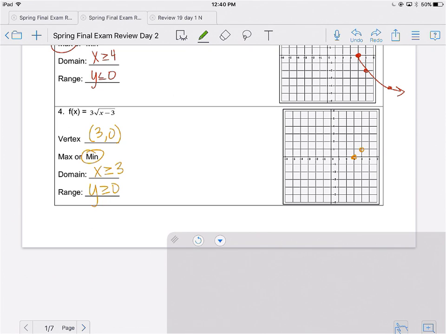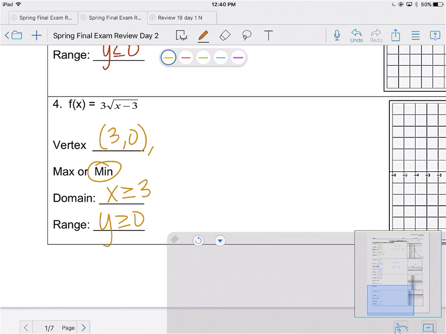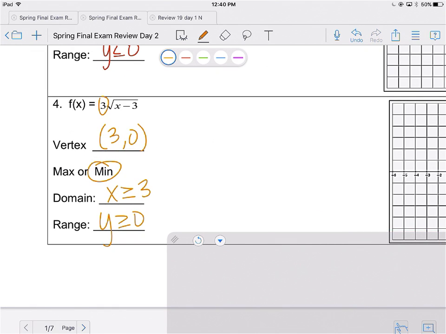This is why you shouldn't do math after eating brownies. Just kidding. So sorry. I'm going to get it together.